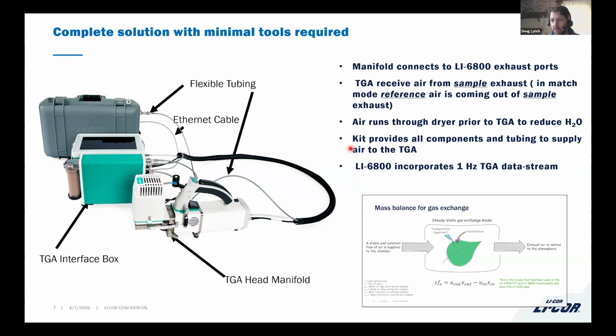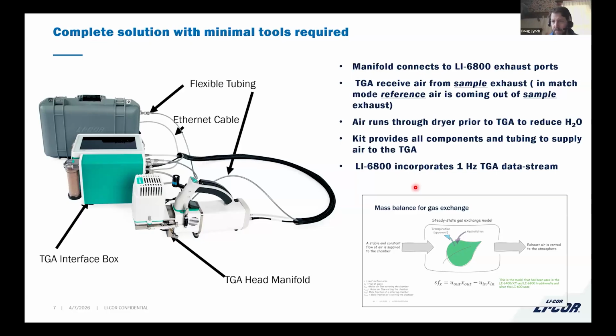We're also providing a full software solution such that the data stream from the gas analyzer of choice is integrated automatically into the user interface on the 6800 and into those data files, which I'll show in detail on the next slides.